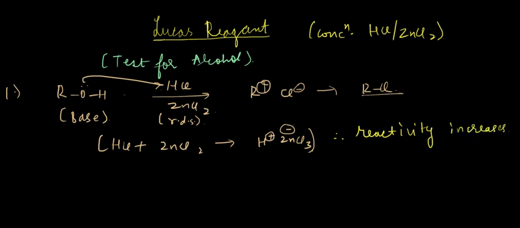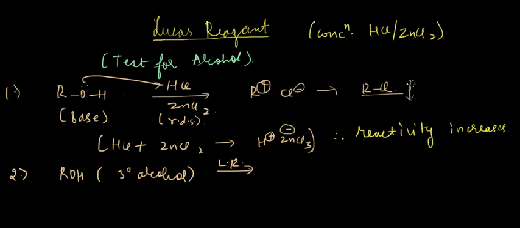Okay. So let's say another example, we have something like a 3 degree alcohol, and we are passing this in a Lucas reagent, and we'll get something like the turbidity of halide appears immediately, means this RCl, the turbidity of RCl we are talking about. So the turbidity appears immediately.